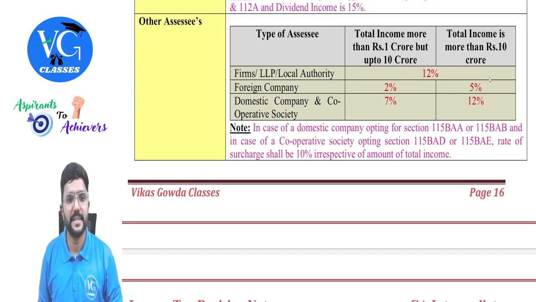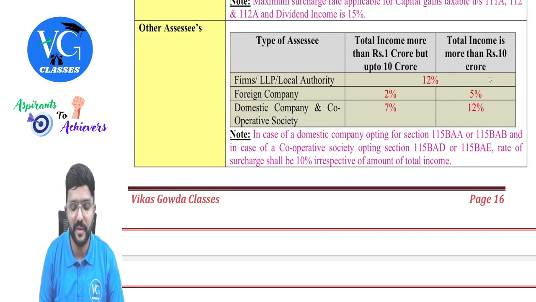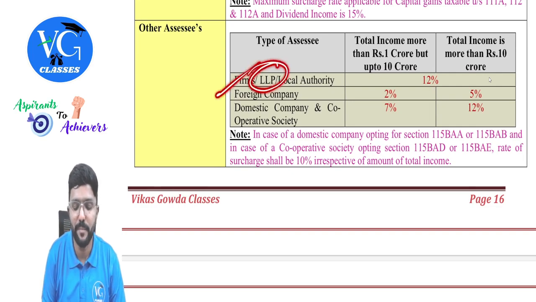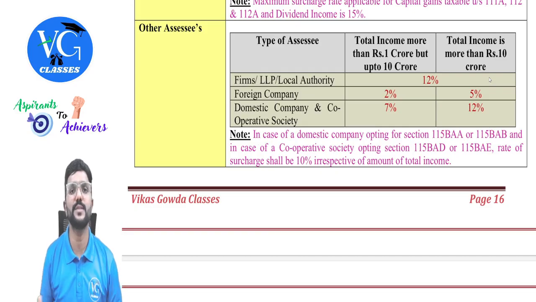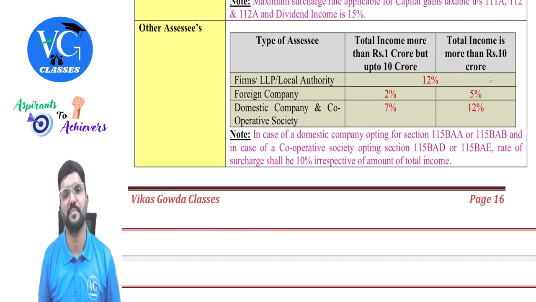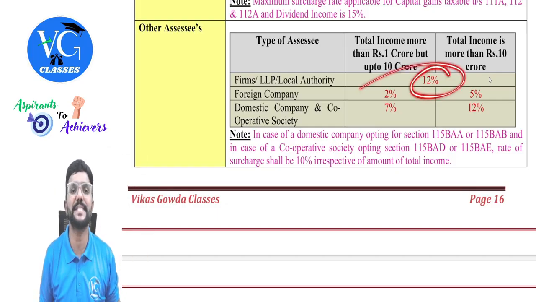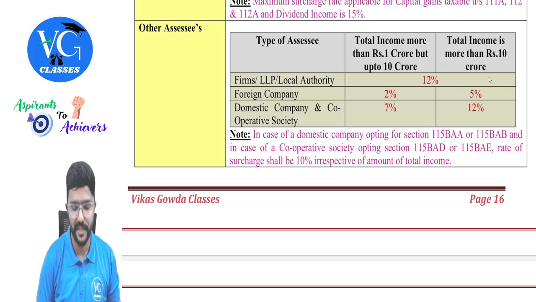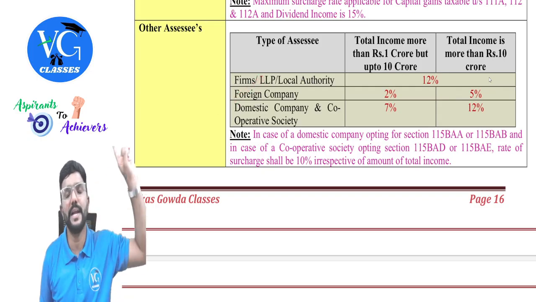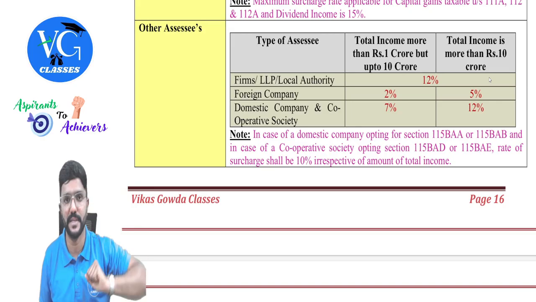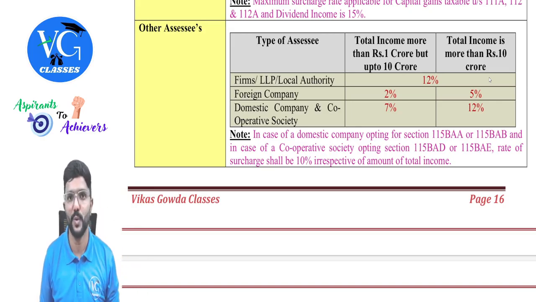Okay. For slab rate assessees, we are done. Next, for the other set of people, we will see. For partnership firm, LLP and local authority, if the total income is more than 1 crore, surcharge rate is 12%, guys. More than 1 crore, more than 10 crore, more than 15 crore, whatever the number, surcharge rate is 12%. Whereas for foreign companies, the tax rate is already more, 35%. So that is why surcharge is kept lower, guys.